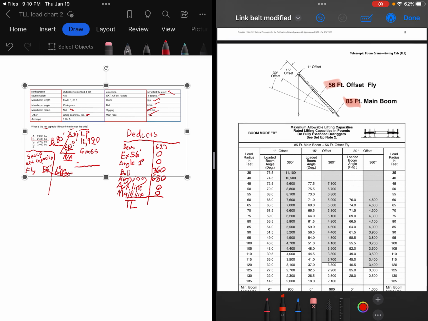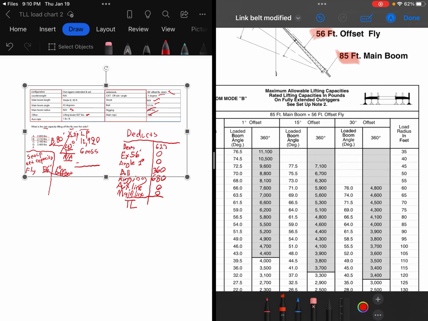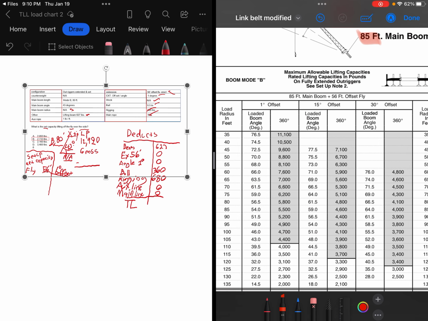So we're going to come down here. We had 80 foot of main boom with the 43 degree boom angle. So let's zoom in here with a 1 degree offset. This is our load chart we're going to be working in, the 1 degree offset with the 80 foot of main boom, or 85 foot of main boom. That's designated right there, 56 foot fly. So 1 degree offset at a 43 degree boom angle.